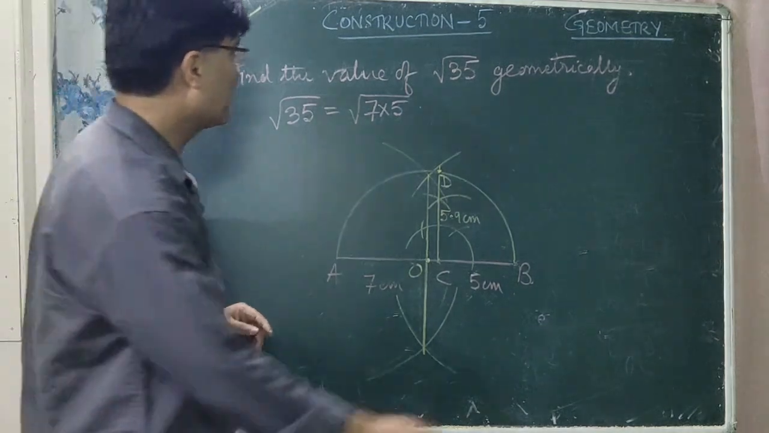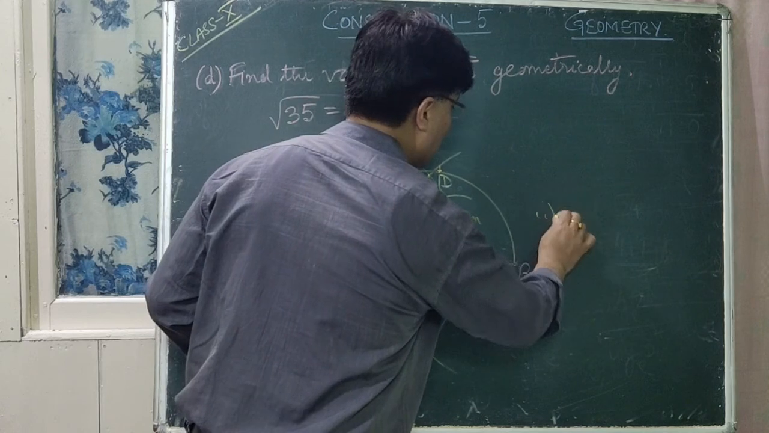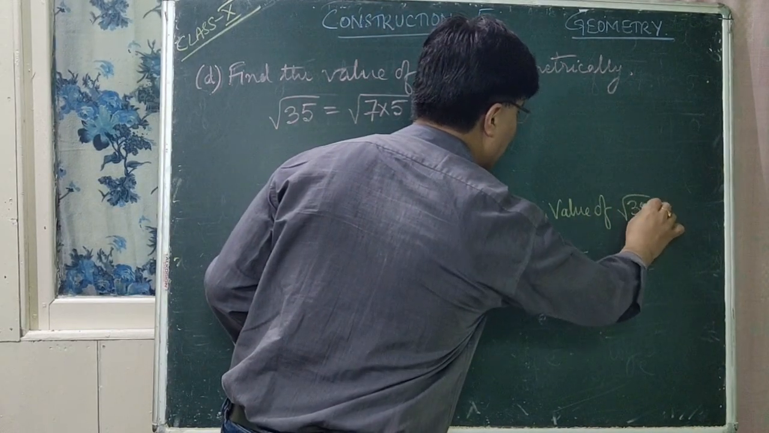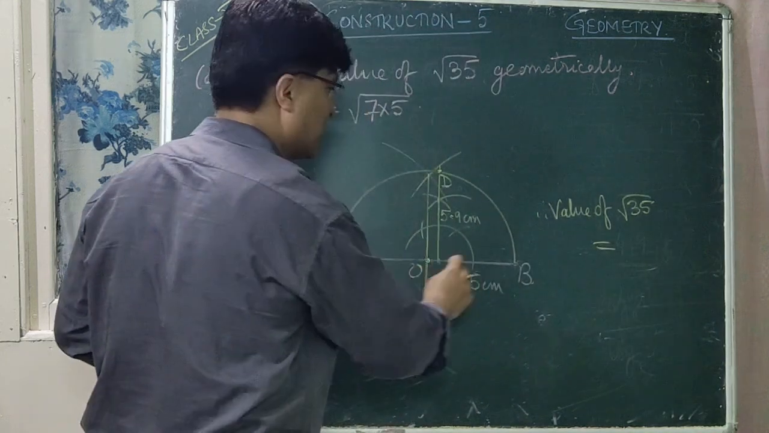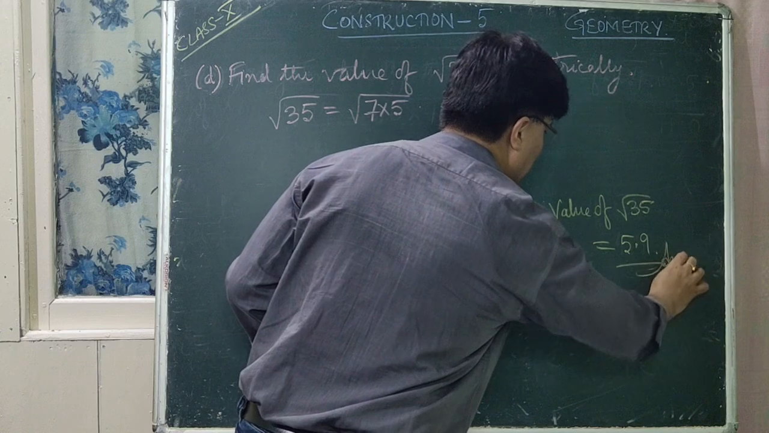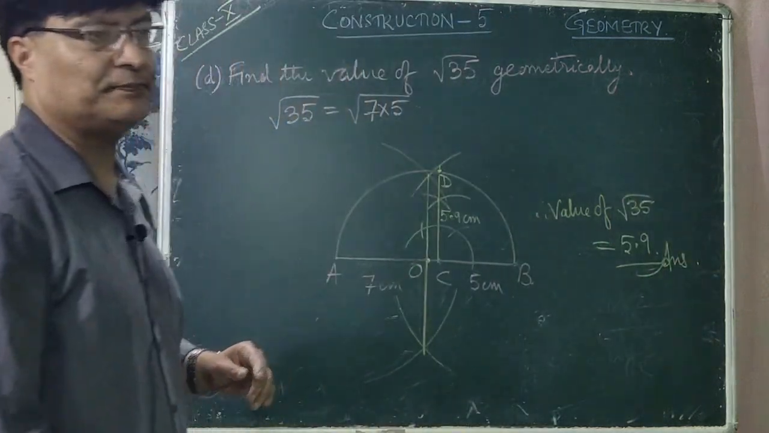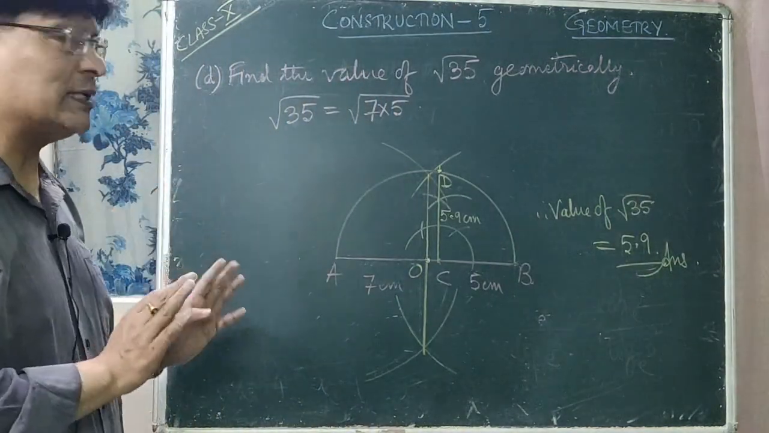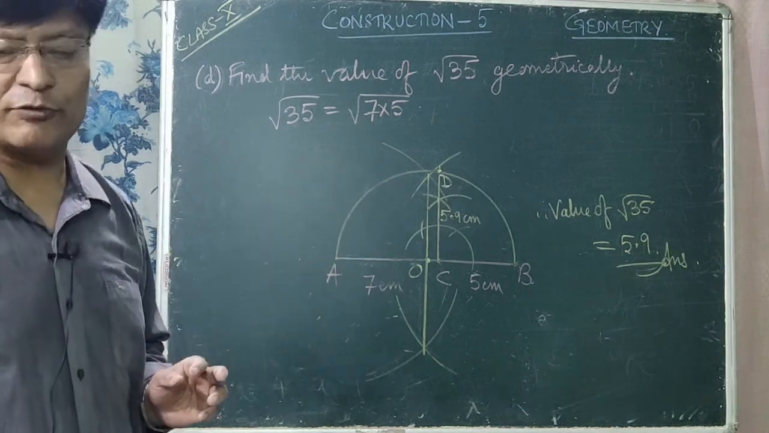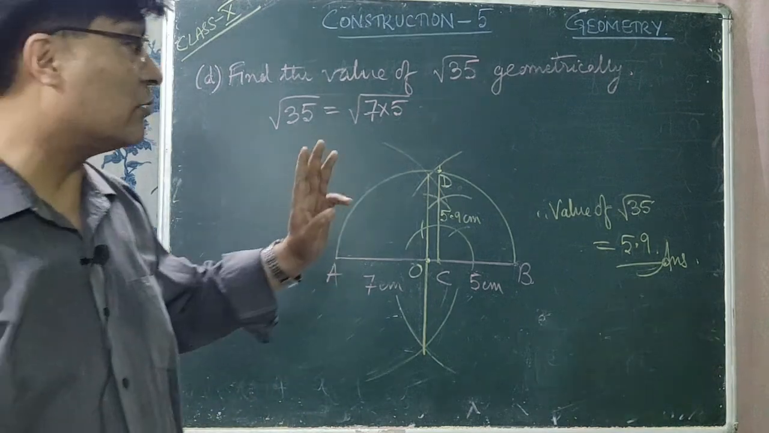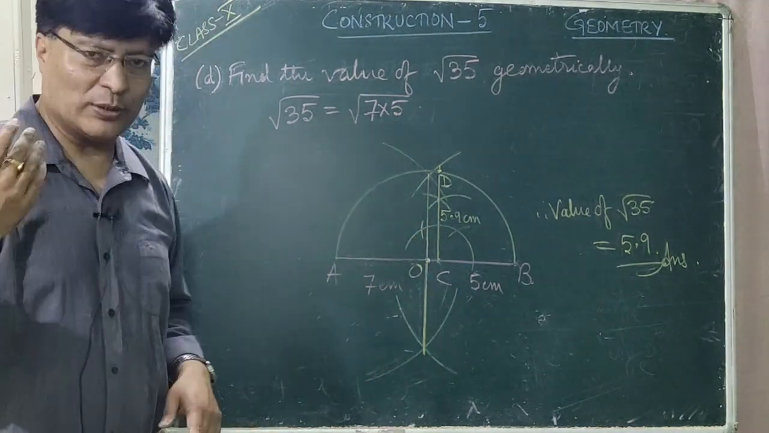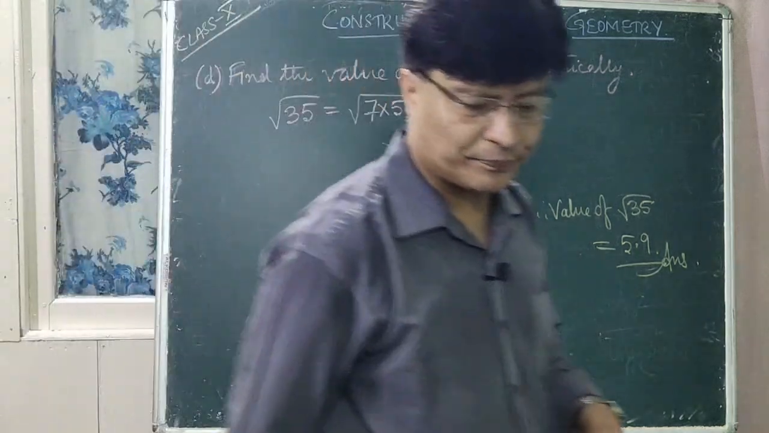Okay, so write down the answer as: therefore, the value of root over 35 is equal to 5.9. This is the answer. Is that clear? You can't write down the unit here, because you just have to get the value of root over 35, so don't write down the unit in this case. I think you've understood it, so let us do the next problem now.